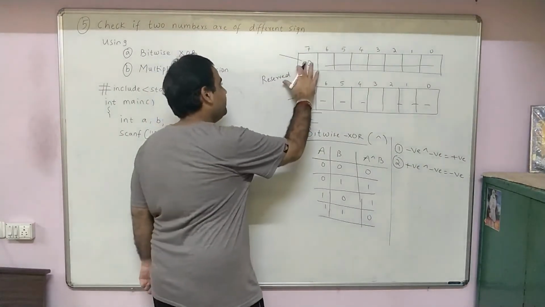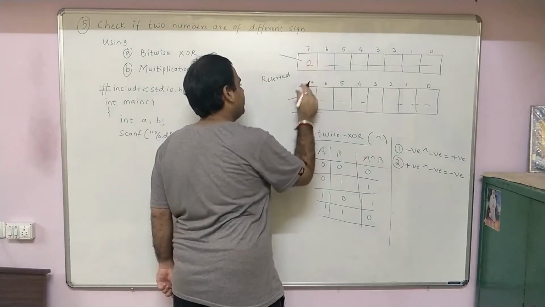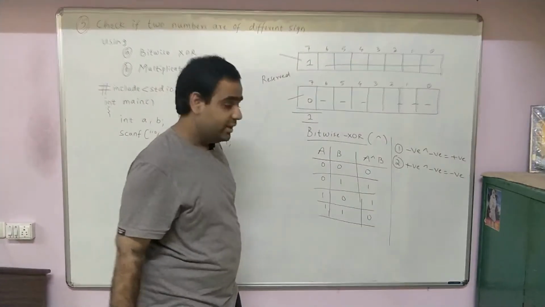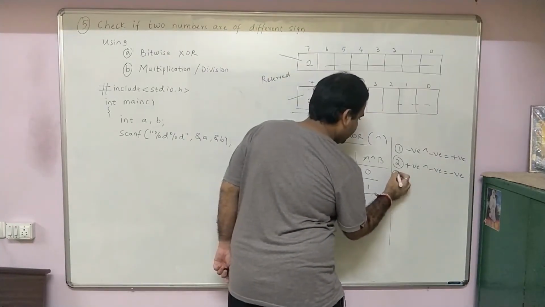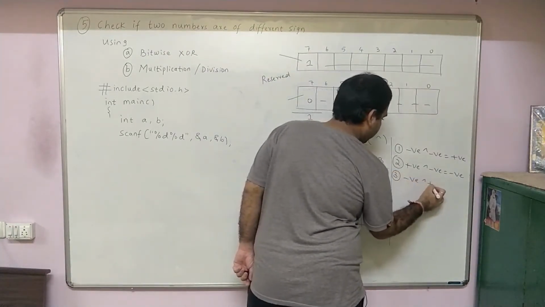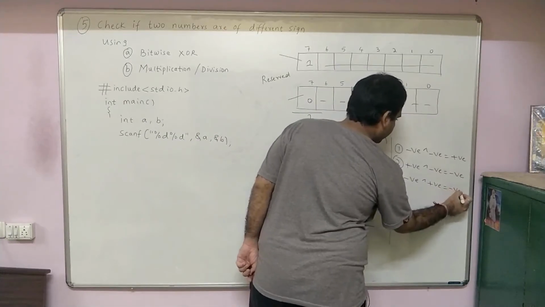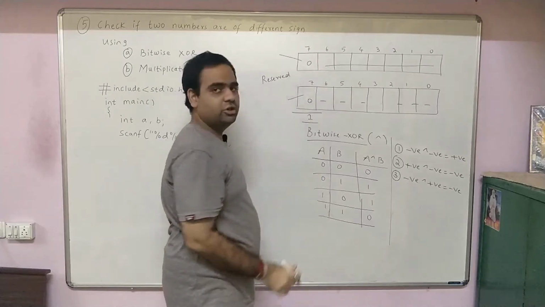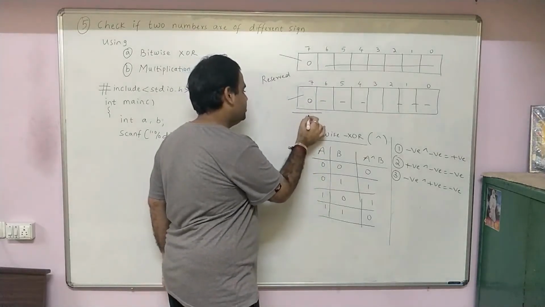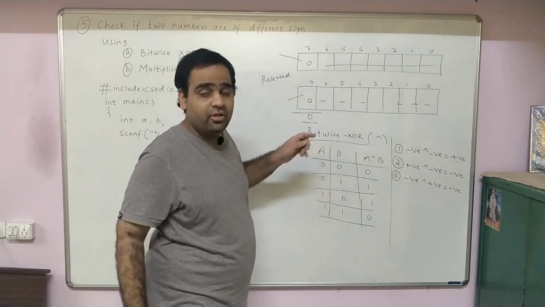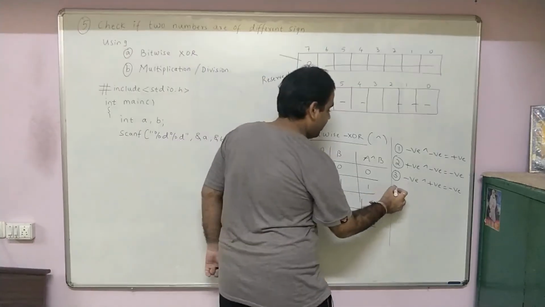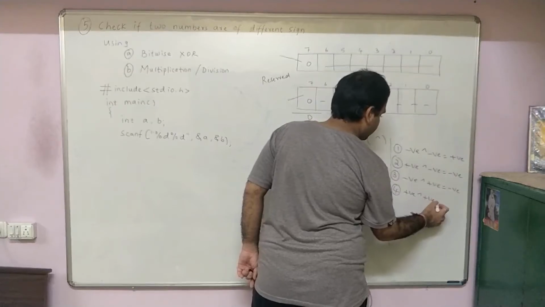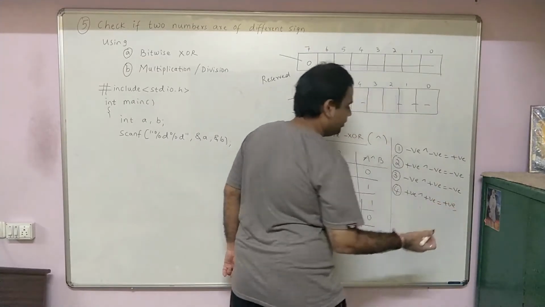Let's see the third one. If I take this as positive and this as negative, 1 XOR 0 is equal to 1. It means the third observation is negative XOR positive is equal to negative. Now what if I take both as positive? Positive means 0. 0 XOR 0 is 0. It means if both the numbers are positive, you get the answer as positive. That's the fourth one. Positive XOR positive is equal to positive.